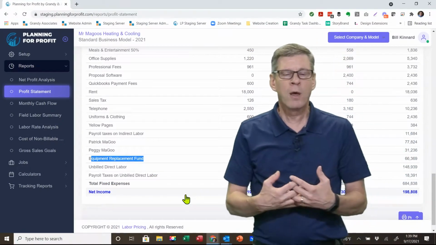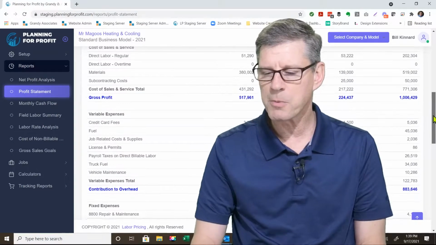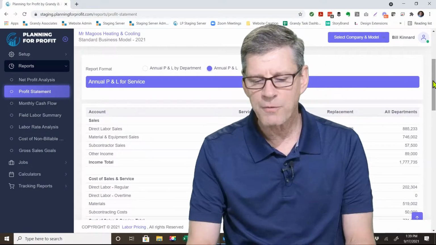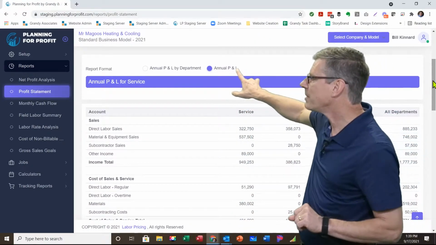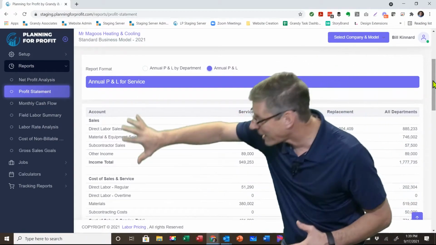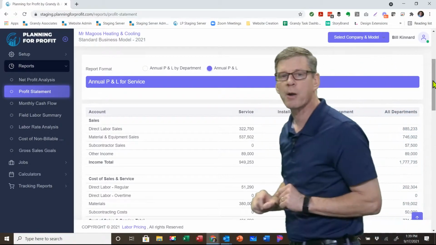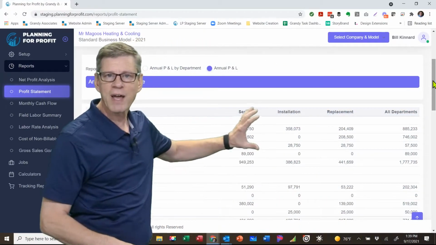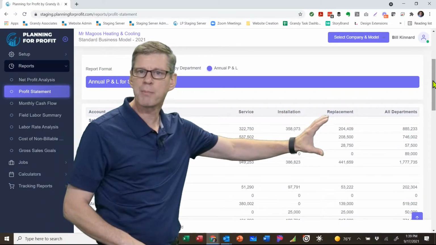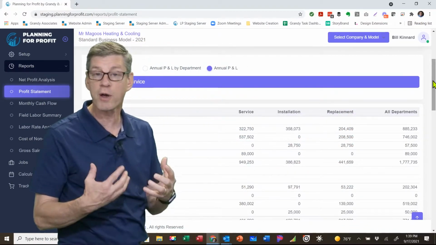And then down at the very bottom, we will have a grand total net income, net profit for this particular department. Now, the default layout for this report, I'm going to go back to the top here for a second, is going to be annual P&L. And what that will do is stack up each of your departments next to each other. So I've got the service department, my install department, my replacement department, and then all departments gives me a cumulative total for the whole company.